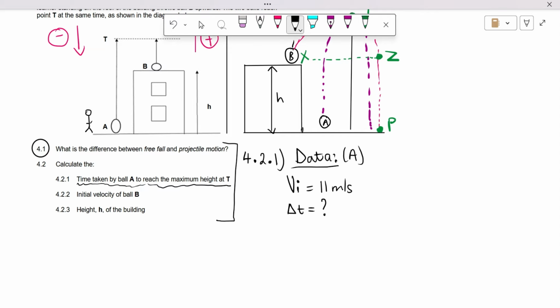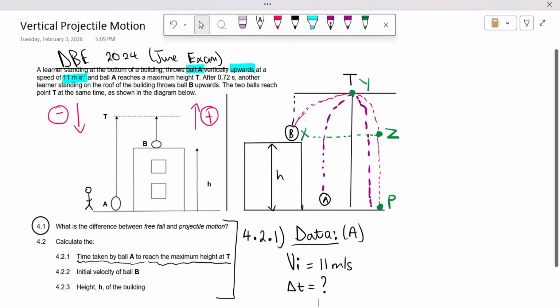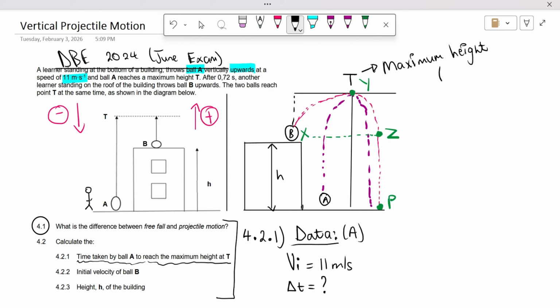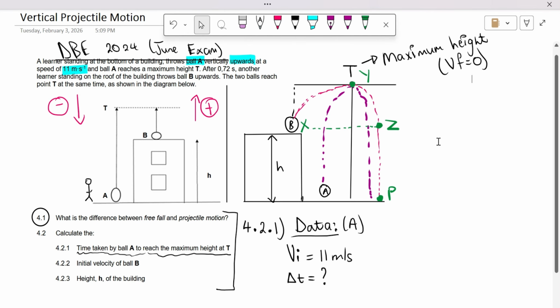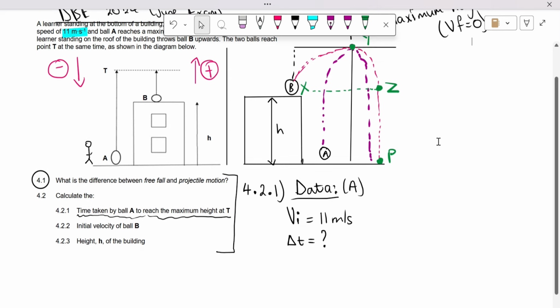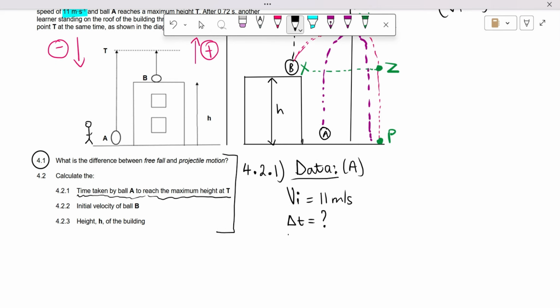But what do I know about the point T? I know that the point T is also, please notice, the maximum height. I hope you guys can also see that at point T, I also have my maximum height. So what do I know about my maximum height? I know that at my maximum height, the final velocity is 0. Remember, if you don't know this, please make sure that you have watched 2 of the past videos. Cool. So I can then say the final velocity at T is 0 meters per second.